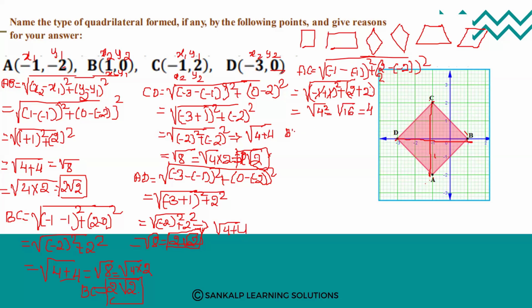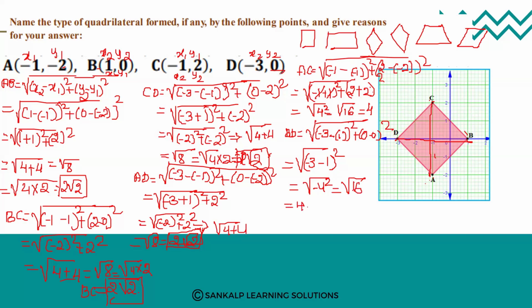Now diagonal BD. B is x1 y1 and D is x2 y2. So x2 value is minus 3 minus 1 whole square plus y2 is 0, 0 minus 0 whole square. So this is 0 only. Minus 3 minus 1 is minus 4 whole square. Minus 4 square is 16. So 16 root is 4. That means BD is also 4.